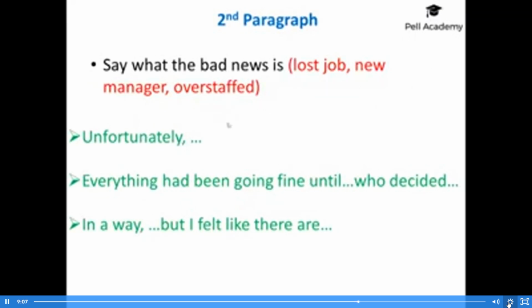Then when I talk about the new manager, I have some language like, everything had been going fine until a new manager started working there, who decided that we were overstaffed and some people needed to be let go. Then finally, again, depending on whether I've reached about 50 words with these 2 bits, I would add, in a way, I understand where he was coming from, but I felt like there were other members of staff who could have been let go because they don't work as hard as me, or something like that.